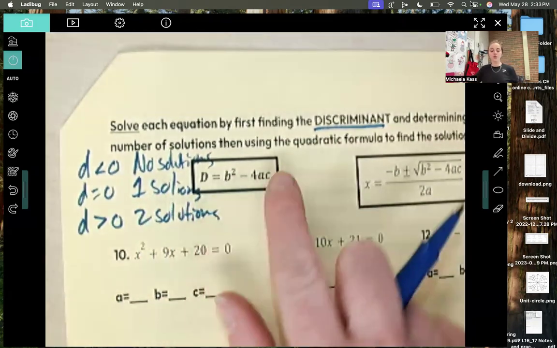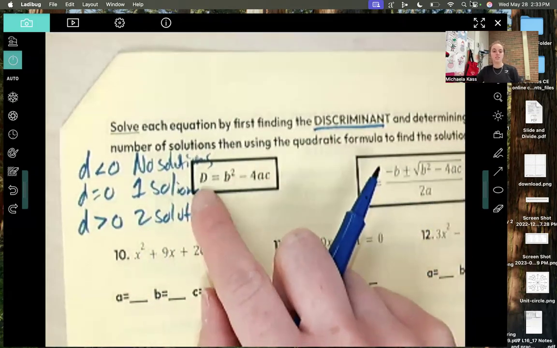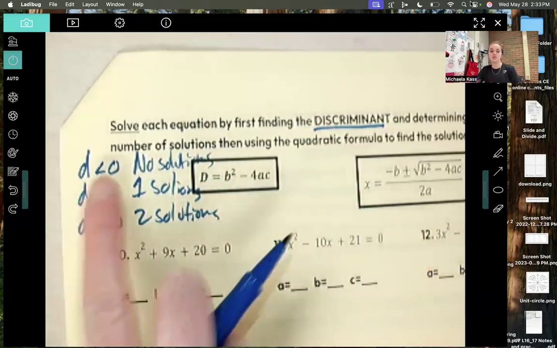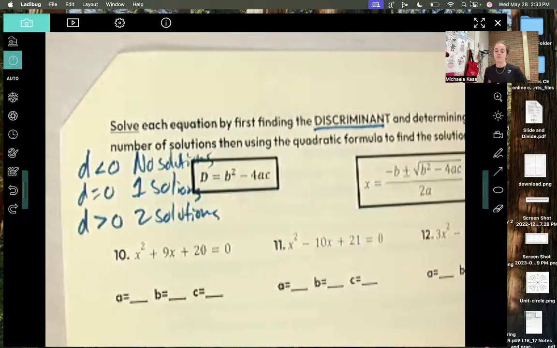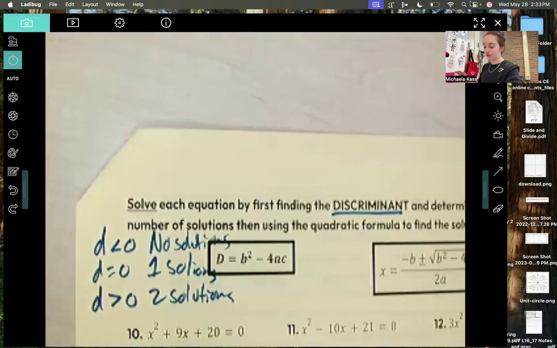Okay, so after you're done solving this and you get D is less than 0, you have no answers. If you get D equals 0, you got one answer. And if you have D is greater than 0, you have two answers. Okay, graphically, you should know what those look like. So I'm going to show you real quick.